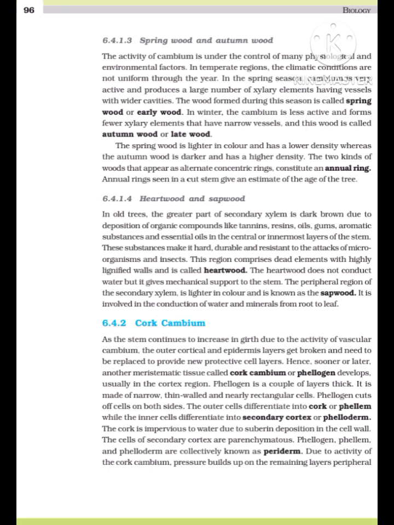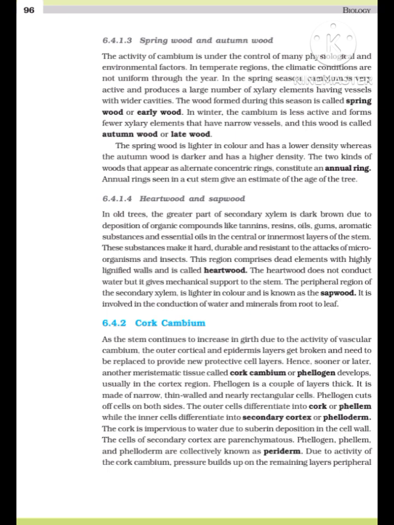6.4.2 Cork cambium. As the stem continues to increase in girth due to the activity of vascular cambium, the outer cortical and epidermis layers get broken and need to be replaced to provide new protective cell layers. Hence, sooner or later, another meristematic tissue called cork cambium or phellogen develops, usually in the cortex region. Phellogen is a couple of layers thick. It is made of narrow, thin-walled, and nearly rectangular cells.